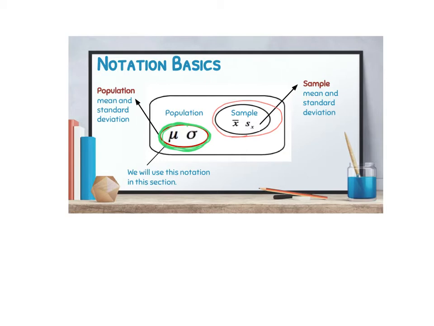Remember, we'll use the sample notations when we've taken a sample from a population, and we use the population symbols when we have an entire group of people with something in common.